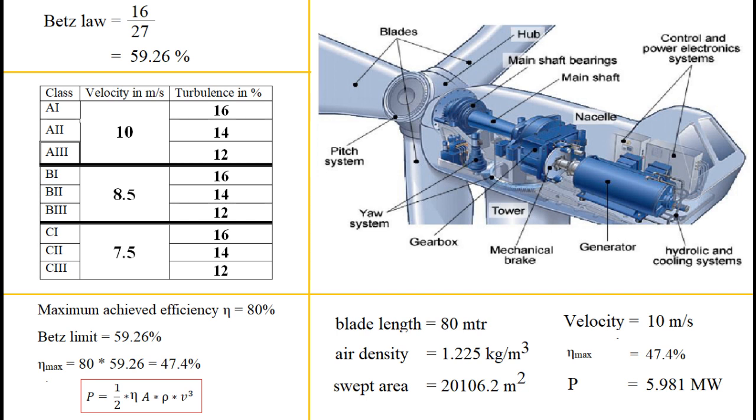Another important aspect associated with efficiency is blade shape and blade material. The blade has to sustain very large stresses and its surface must be smooth to perform the aerodynamic process of converting air friction with the blade into useful energy. In this way, if we take the product of the Betz limit and the maximum achieved efficiency of 80%, we get the product of 47.4% that is shown on the slide.